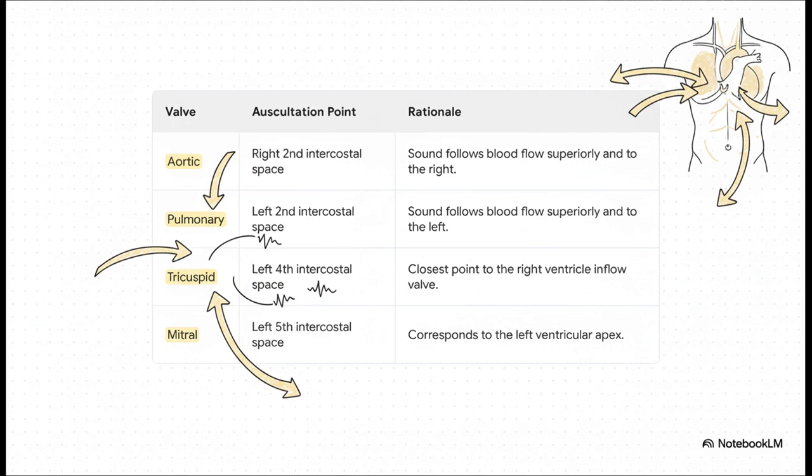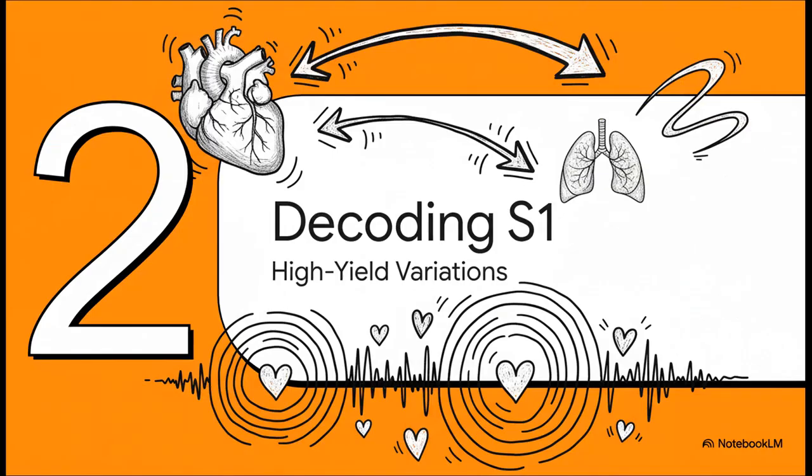Just follow the flow. Let's zoom in on our first sound, S1, the lub. This is the sound that kicks off systole. It's the starting pistol for ventricular contraction. But don't let its simplicity fool you. This one little sound can tell you a ton about what's going on inside the heart.